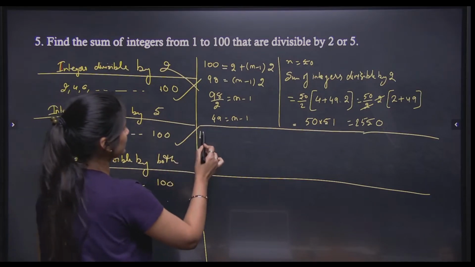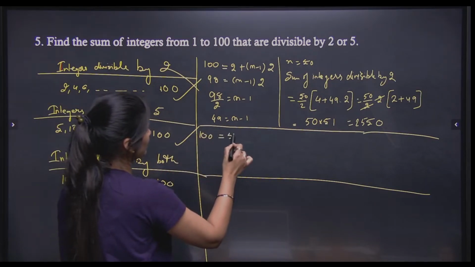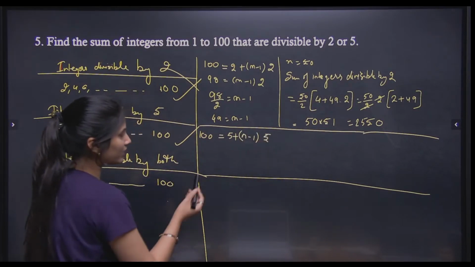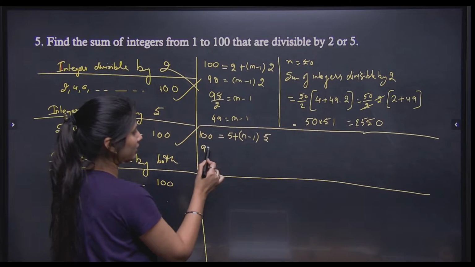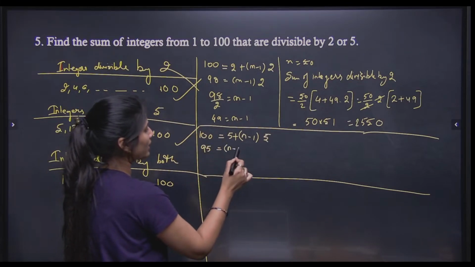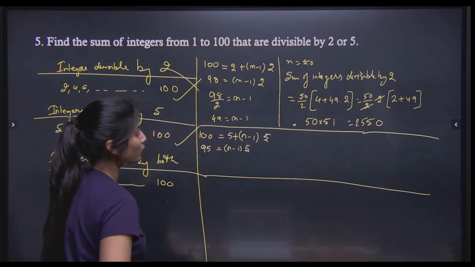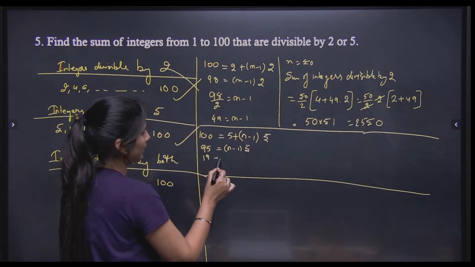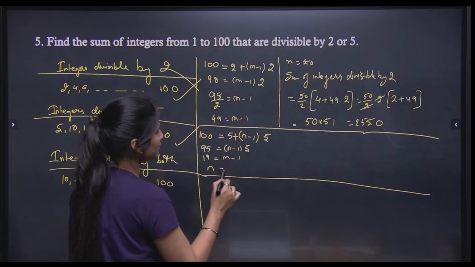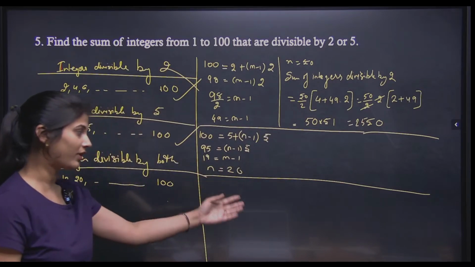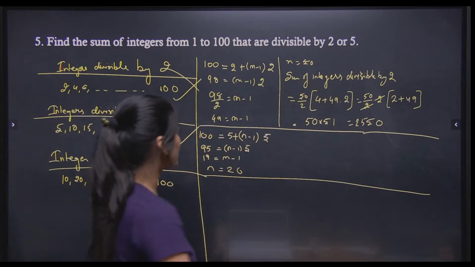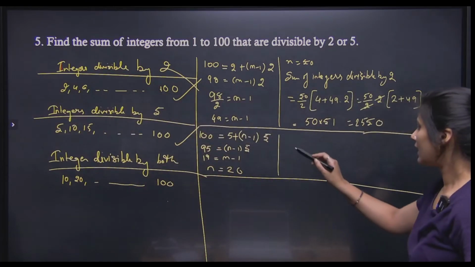So 100 is equal to a plus n minus 1 d, isn't it? So it is 100 minus 5, 95 is equal to n minus 1, 5. So n minus 1 is 19, so n is nothing but 20. Now we have the value of n. So we can find the sum of the integers divisible by 5. So I am finding it here.